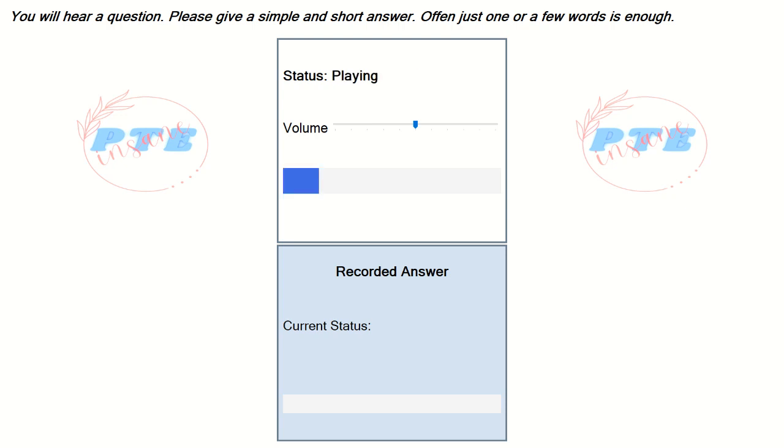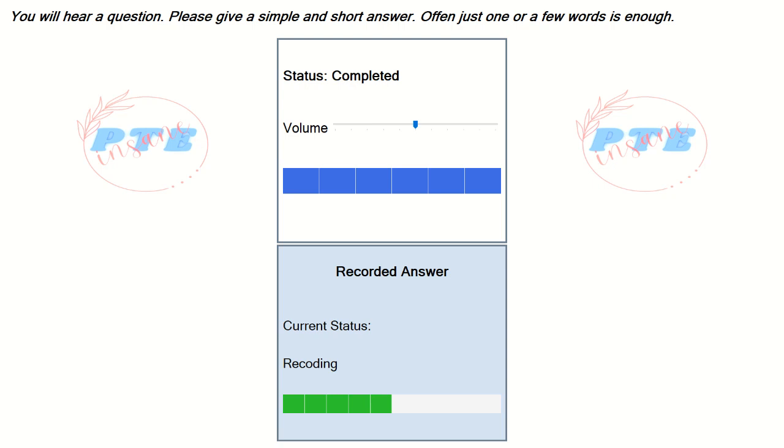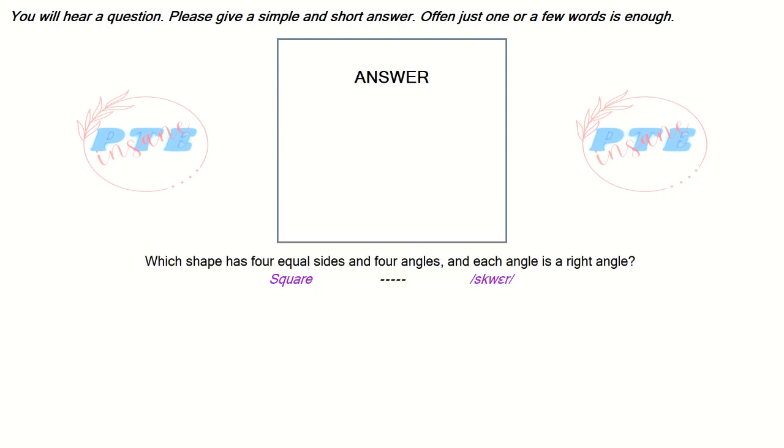Which shape has 4 equal sides and 4 angles, and each angle is a right angle? Square.